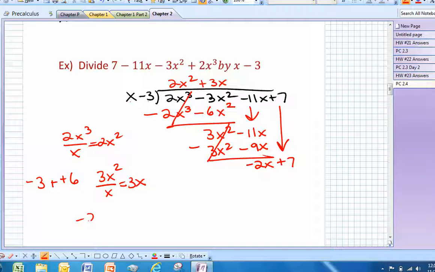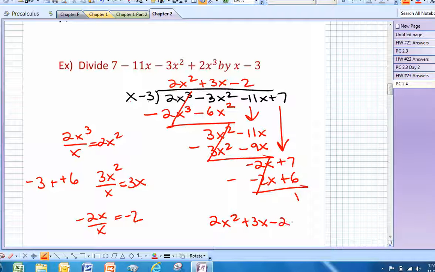Then you divide. Negative 2x divided by x gives you negative 2. Multiply. Negative 2 times x is negative 2x. Negative 2 times negative 3 is positive 6. Subtract. They cancel out. 7 minus 6 is 1. So, our answer is 2x squared plus 3x minus 2 with a remainder of 1.